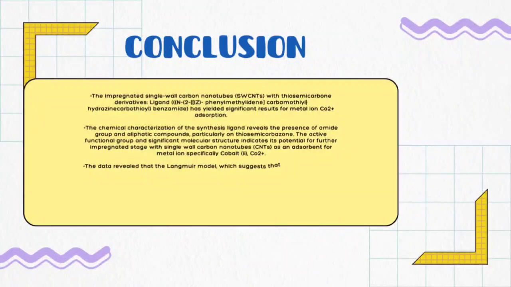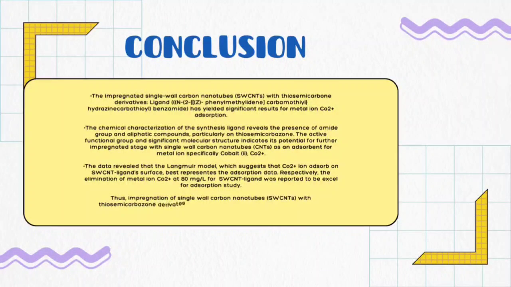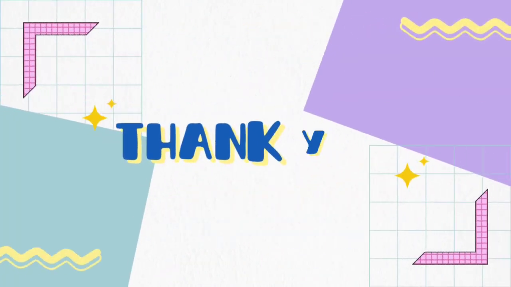The data revealed that the Langmuir model, which suggests that cobalt-2 ions adsorb on the single-wall ligand surface, best represented the adsorption data. Respectively, the elimination of metal ion cobalt-2 was reported to be excellent for the adsorption study. Thus, the impregnation of single-wall carbon nanotubes with thiosemicarbazone derivative, which is the ligand, has ideal performance for adsorption of cobalt-2 ion.